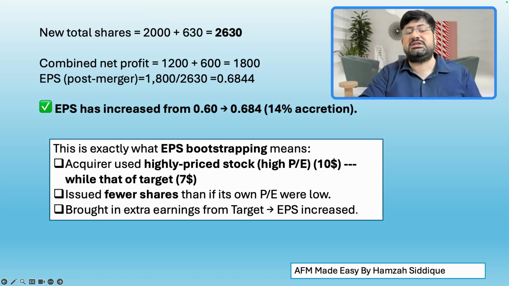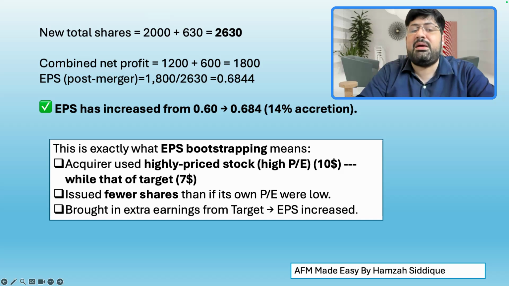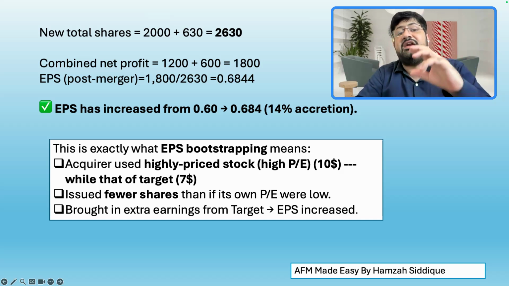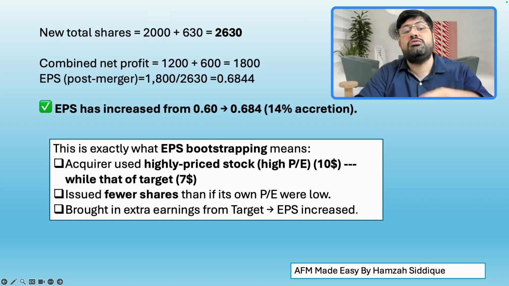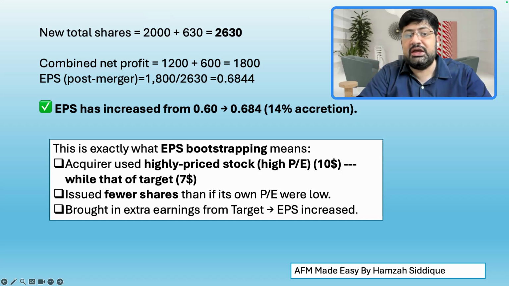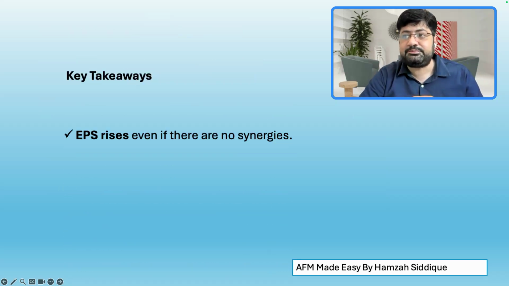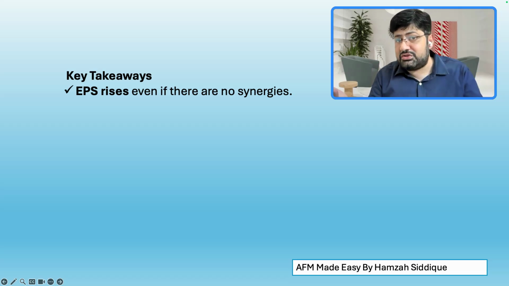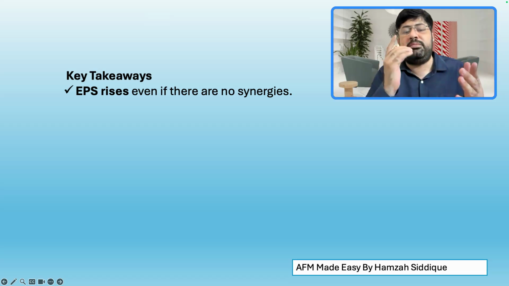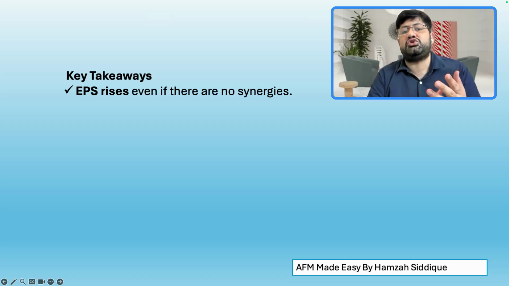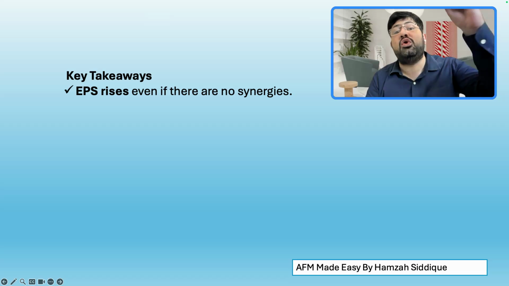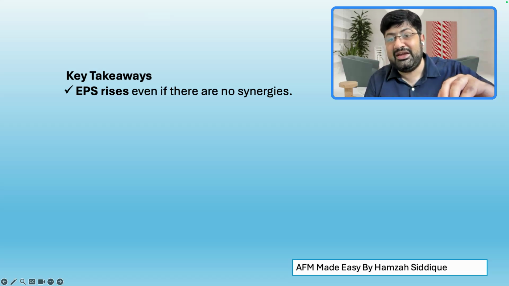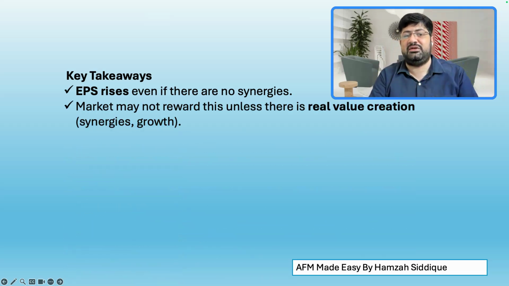Now, how is this relevant to AFM? Remember that this can be asked in a discussion question of your paper. You must know how it is happening actually. All this you can discuss in the discussion. But remember that EPS is increasing even though no synergies are considered. Why is it increasing? Because a high PE ratio company purchased a low PE ratio company and issued a lesser number of shares.